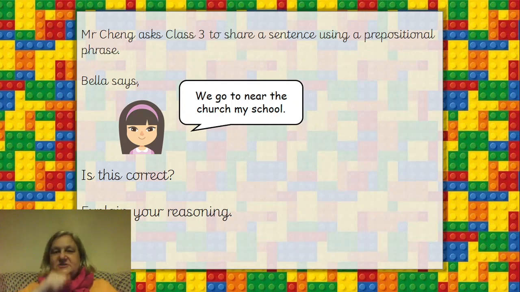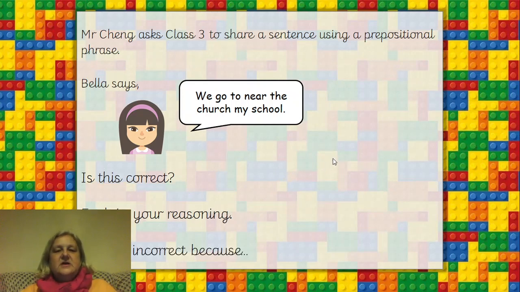So Mr. Cheng asks class 3 to share a sentence using a prepositional phrase. And Bella says, we go to near the church, my school. Is this correct? Okay, so does that sound right? We go near the church, my school. Okay, so it doesn't sound right, so I don't think it's correct, and I'm sure that you feel the same, so we're going to think about explaining it.